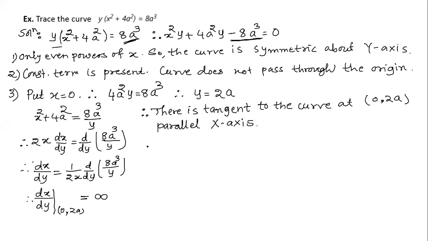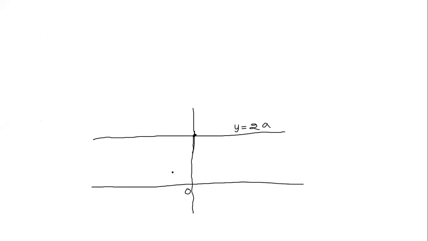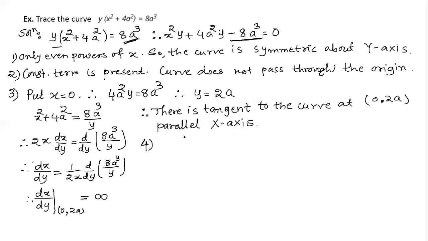So we have to examine what is the actual situation, and for that we have to go for the region of existence. What we have to do is put some value of y in that region and find the corresponding value of x square. So you can understand here that x square is equal to 8a cube minus 4a square into y, divided by y.